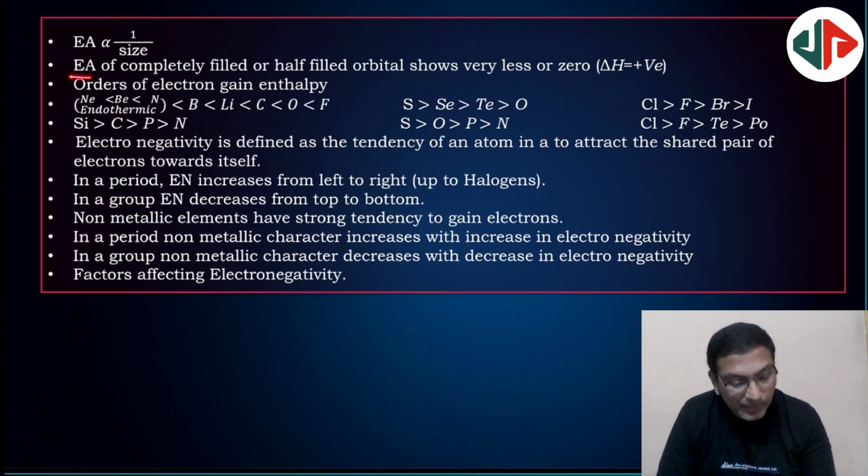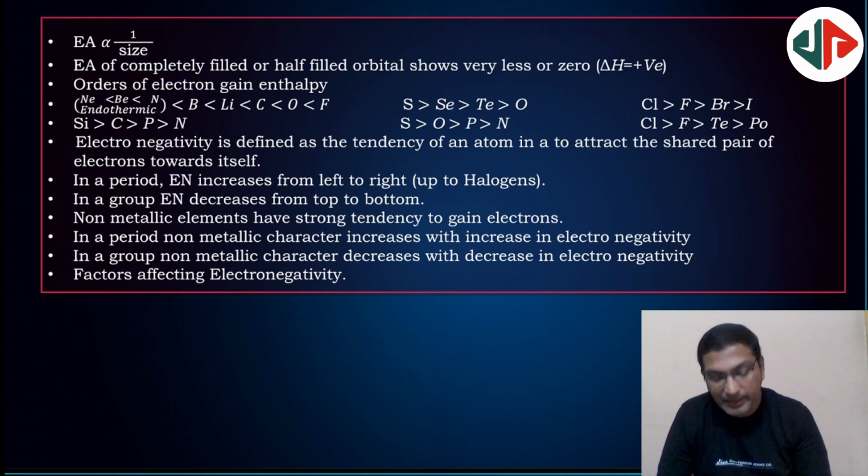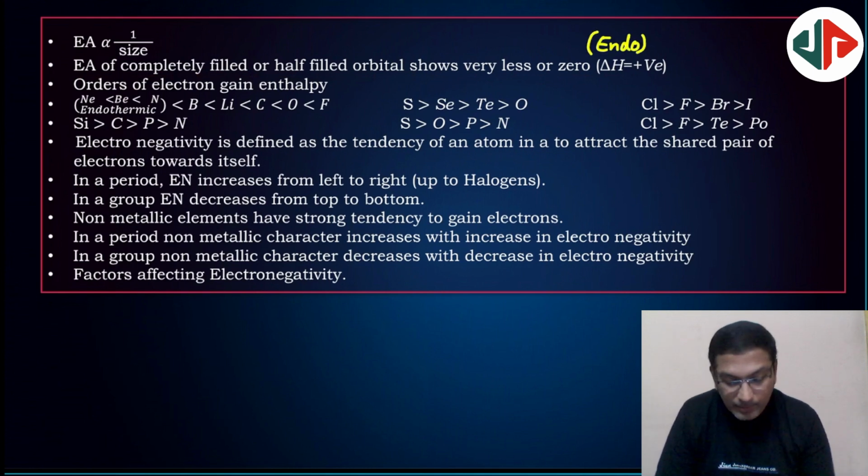Next, one more important point. Electron affinity for completely filled or half filled orbitals will be very less or 0. That means the atoms having completely filled or half filled configurations will not take up electrons easily due to stable configuration. In that process, energy will be absorbed. That means endothermic. Electron gain enthalpy will be positive.